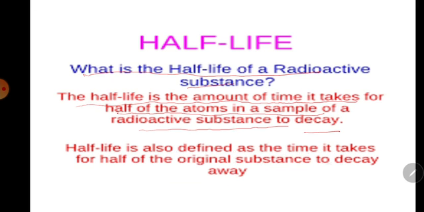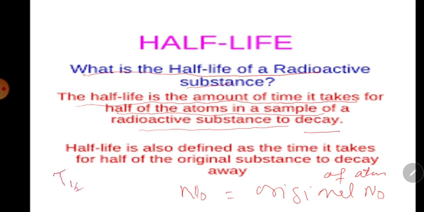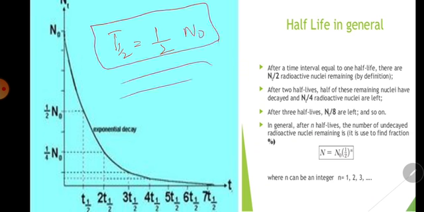For example, if you have N naught original number of atoms, then for the half-life time you will write t 1/2. It is the time during which these elements reduce to half. So time t 1/2 is equal to 1/2 N naught. The time during which the element is reduced to its half is called half-life.